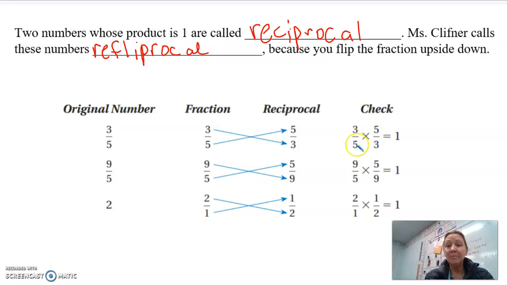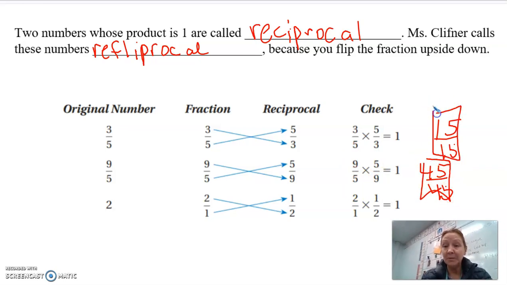So you notice that when you multiply these two numbers together, you get 1, because the top would be 15, the bottom would be 15, and 15 divided by 15 is just 1. In this one, if I multiply 9/5 times 5/9, I get 45 over 45, which is just a giant 1. This is also a giant 1. Now the 2 is tricky. I have to think about it over 1 to find the refliprical, which is 1/2. So if ever you have a whole number, remember to put it over 1 and then you flip it.